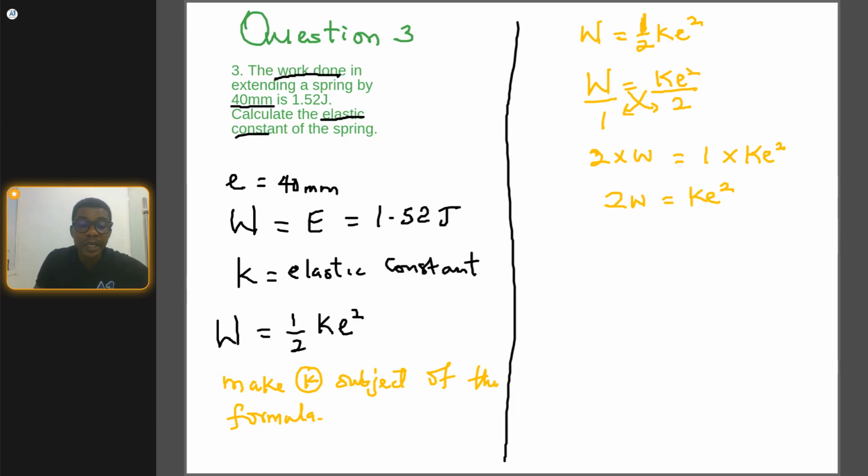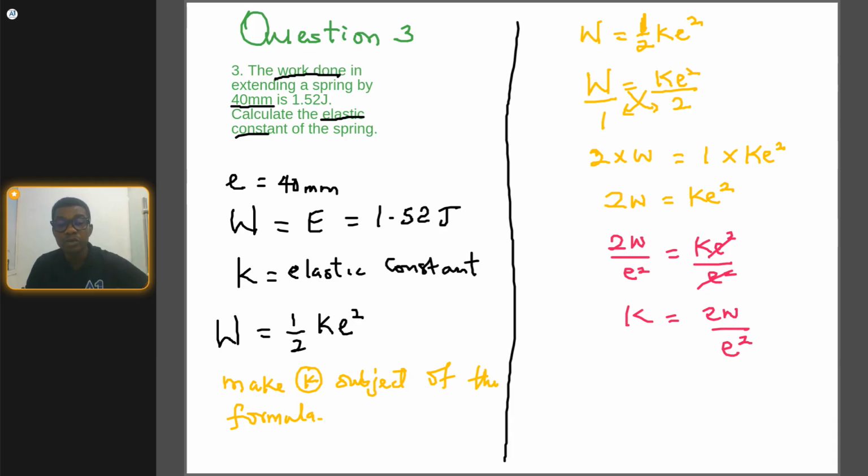Now, how do you make K the subject of the formula? You have to divide both sides by E squared. That is, 2W over E squared equals K E squared over E squared. So E squared cancels E squared, and we have K equals 2W over E squared.